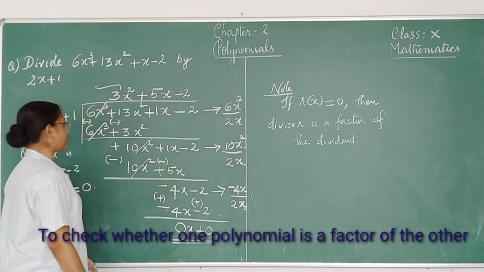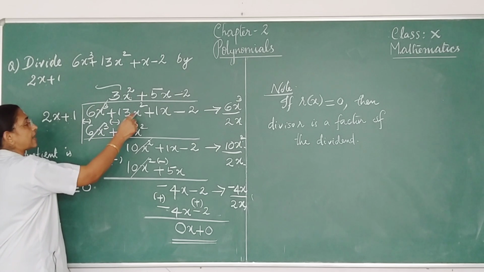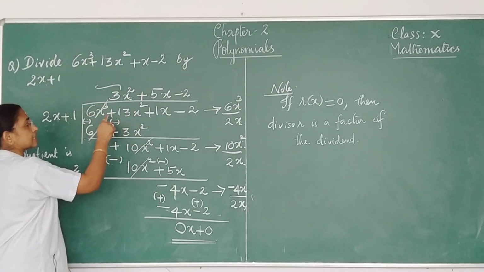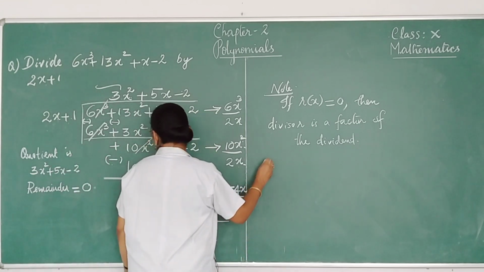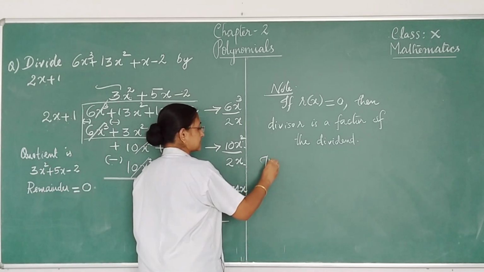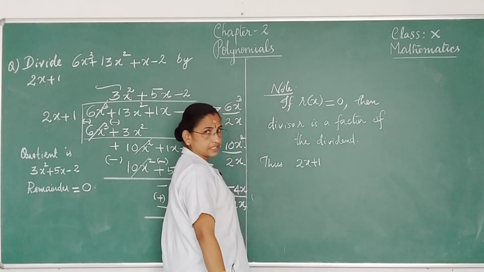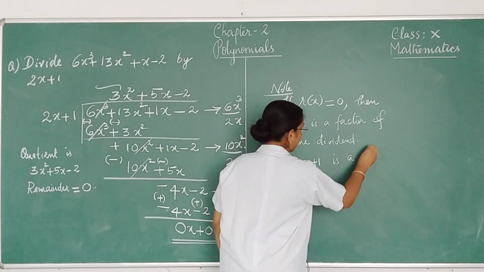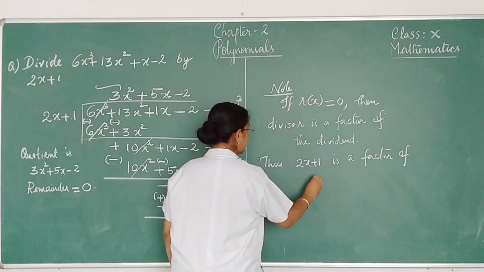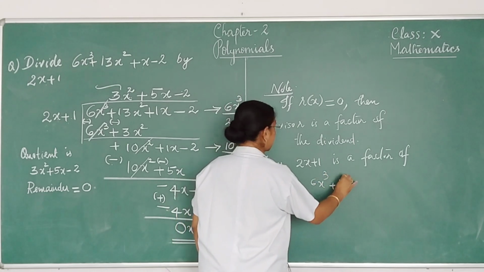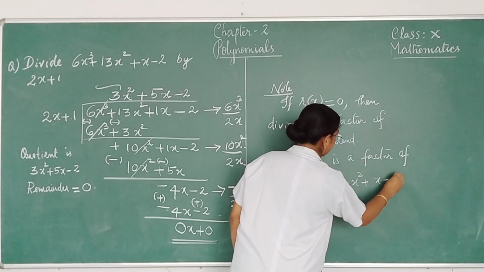From this, you can say one more thing, that the divisor polynomial 2x plus 1 is a factor of the dividend polynomial 6x cubed plus 13x square plus x minus 2. I am going to write here. Thus, one more thing you can infer: 2x plus 1, the divisor polynomial, is a factor of the dividend polynomial 6x cubed plus 13x square plus x minus 2.